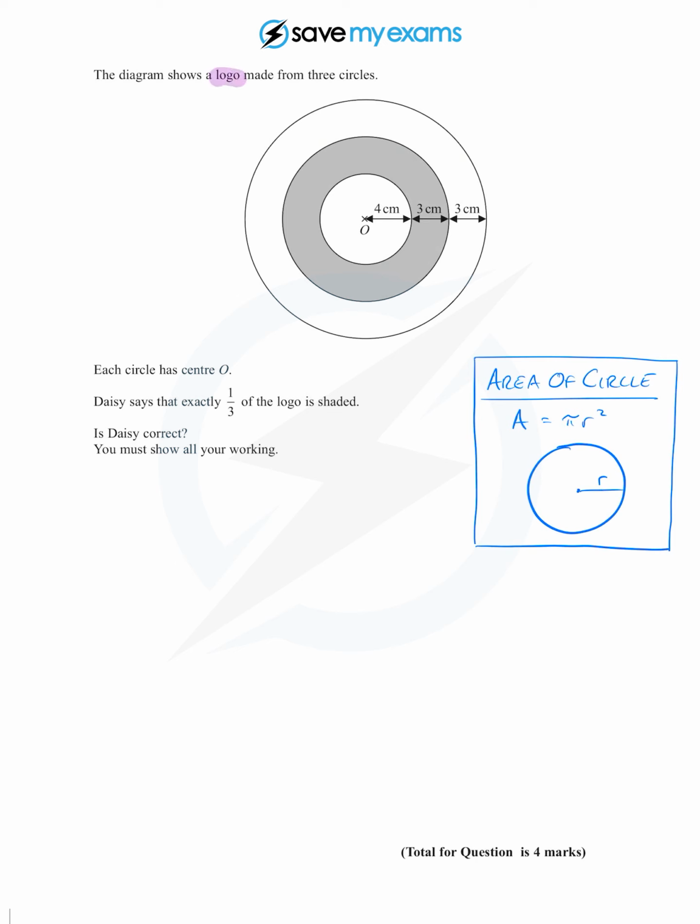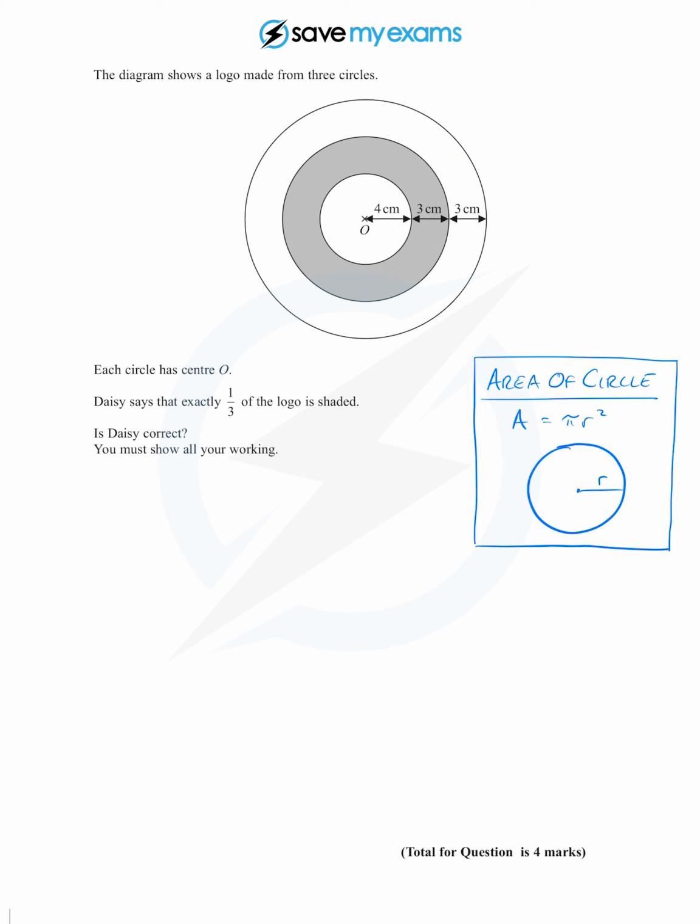We have a logo made from 3 circles, which are concentric circles. They all have the same centre. Daisy says that exactly 1/3 of the logo is shaded, and we are asked if she's right. We've got to show all our working, so let's do that.